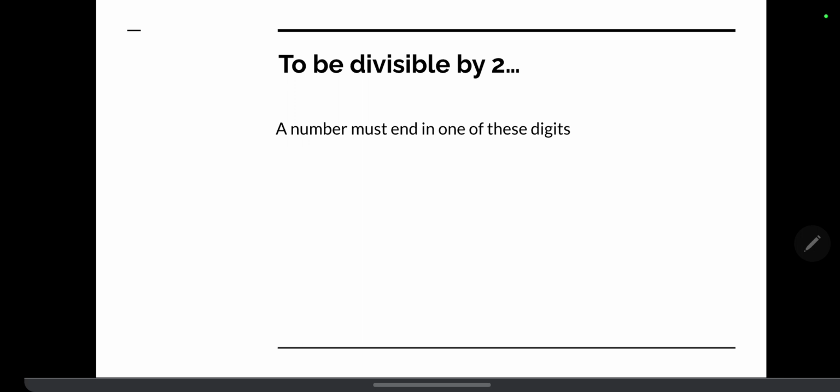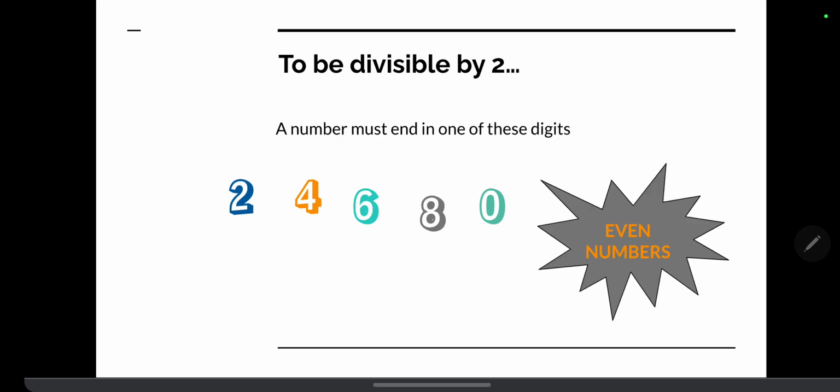If a number is divisible by 2, then the number must end in one of these digits: 2, 4, 6, 8, or 0. And you know what we call numbers that end in these digits? We call them even numbers. So if a number is even, then we know that it's divisible by 2. It can be divided evenly by 2.